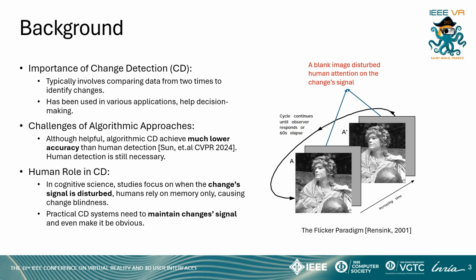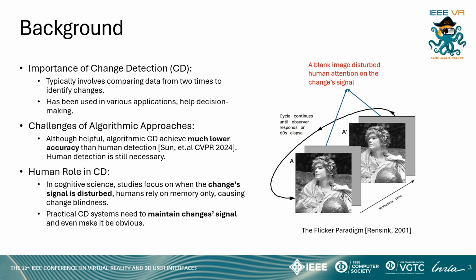Although helpful, algorithmic change detection attains significantly lower accuracy compared to human detection. Therefore, human detection is still necessary. Human change detection has been widely studied in cognitive science. Most studies focus on change blindness, where the change signal is disturbed and humans rely on memory only, causing the failure of detection.